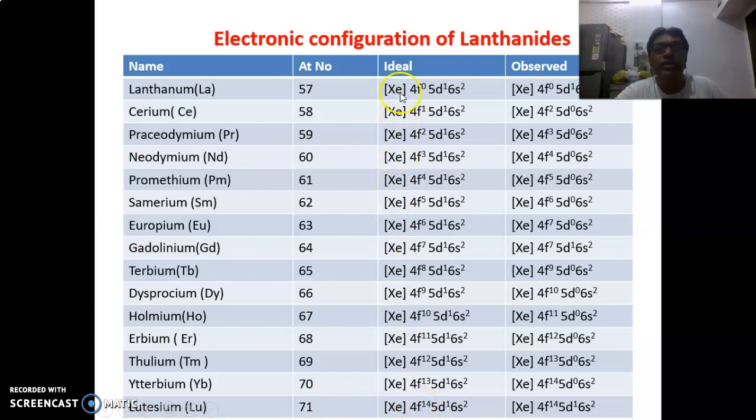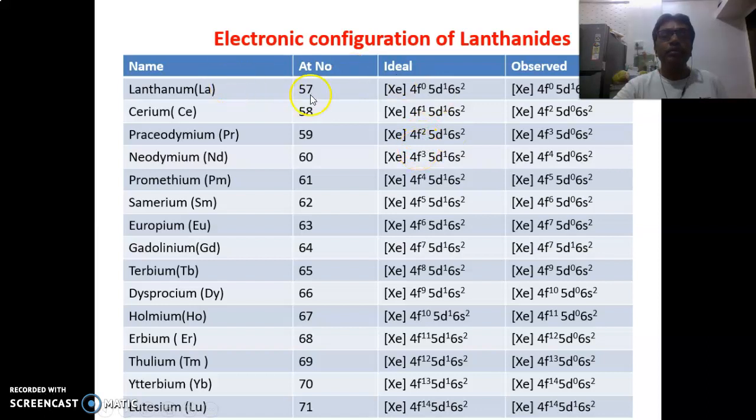Now if you see this electronic configuration, xenon is mentioned here. What is the meaning of xenon? Xenon indicates atomic number 54, meaning 54 electrons. This is an inert gas element, and we know that in an inert gas element, all the energy levels are completely filled. So we write the symbol xenon here, then the three energy levels 4f, 5d and 6s. According to the ideal electronic configuration, 5d1 6s2 energy levels remain constant, so you just have to fill the electrons into the 4f orbital.